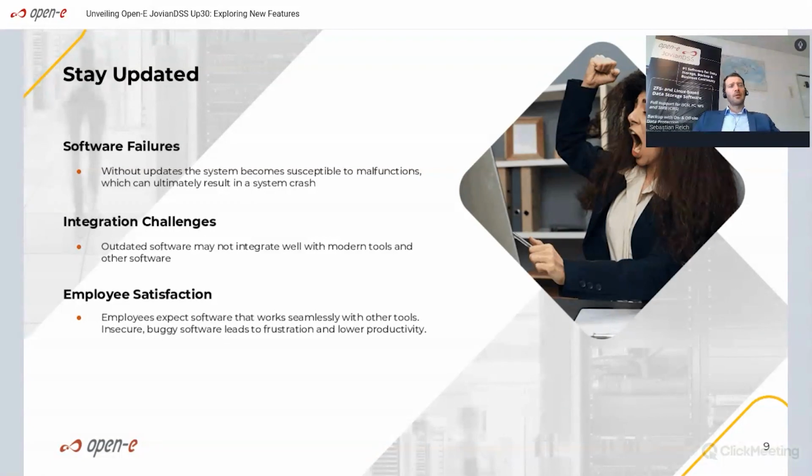We should also stay updated because there were software failures in the system. Without any updates, things stop working. Also, we have integration challenges. So I will make a quick example here. You may be using an Android smartphone. You always need to have the latest Android security updates, the latest Android version, just in order to make your apps work flawlessly and securely, of course. And last but not least, there is employee satisfaction, because if your software or your apps are not working, you cannot work, so your production is lowered by a tremendous amount.